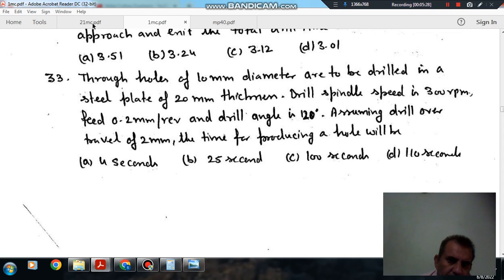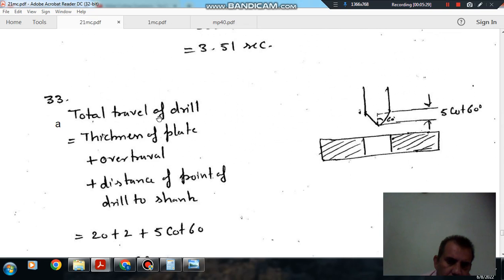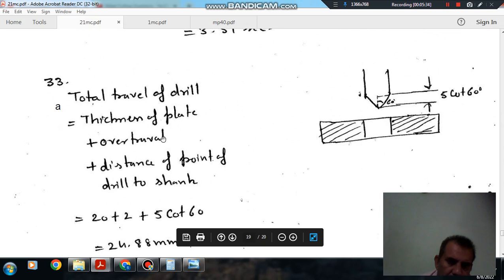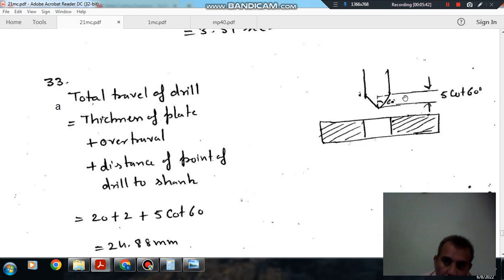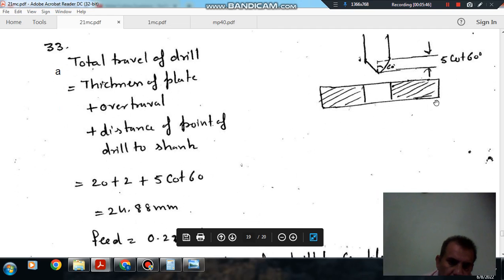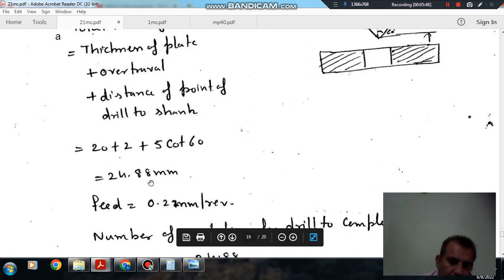No approach is given, so we will not take approach. The rest is the same: thickness of plate plus over travel, and no approach. And the distance of point of drill to shank is 5 cot 60. So the total distance will be 24.88 mm.